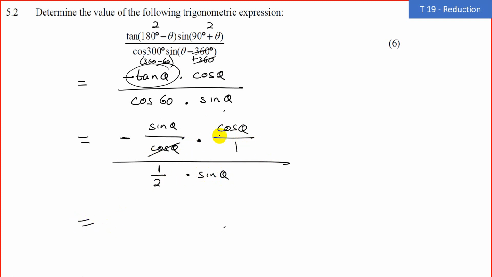So on the top, the cos's will cancel off, and we're left with minus sine theta over 1, which is minus sine theta. And in the bottom, we got half over sine theta. Sine thetas will divide into each other, and we're left with negative 1 over half. You can use your calculator once again to verify. You have to invert and multiply, and that will give you a negative 2.